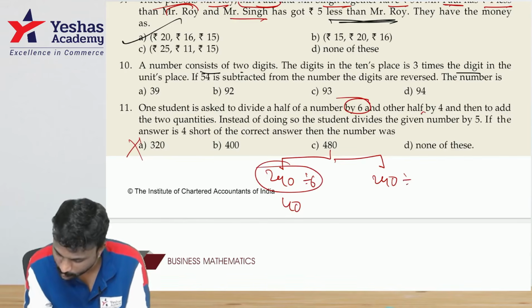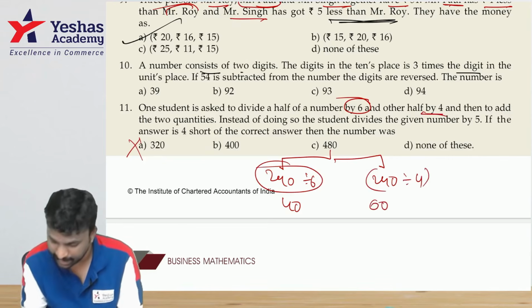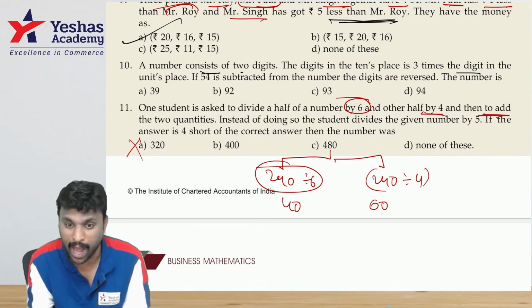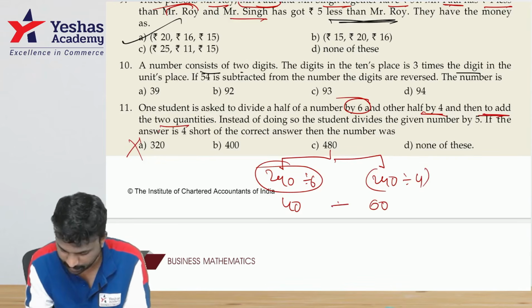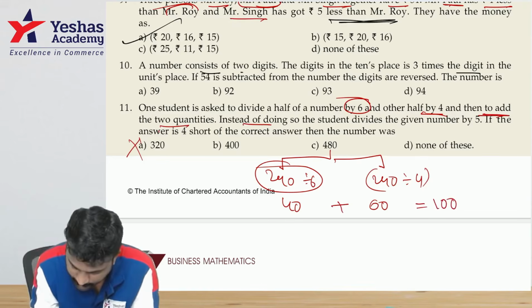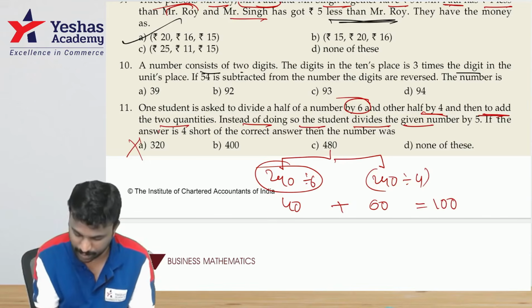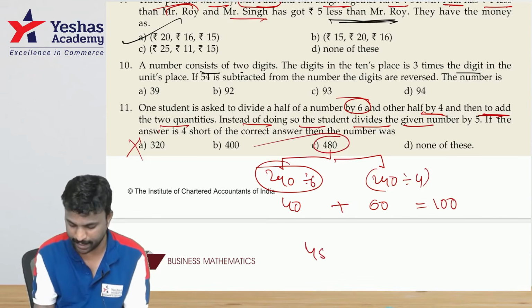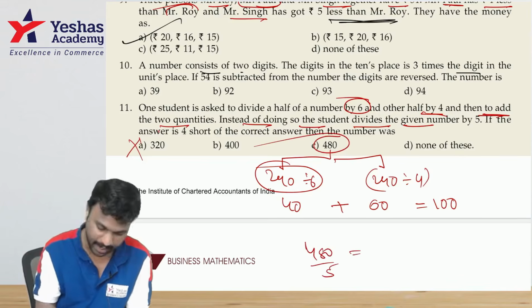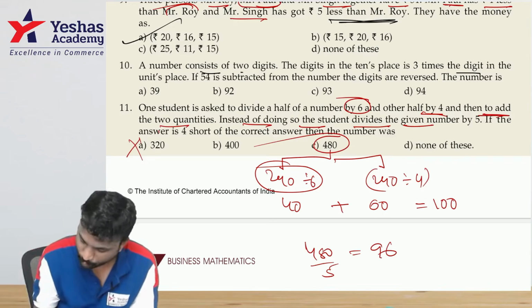The other half by how much? 4. Yes, 240 by 4 is 60. And then to add the two quantities, if I add these two quantities, I get what? 100. But instead of doing so, the student divides the given number by 5. What's the given number? 480. 480 divided by 5 gives you what? 96. Yes or no? Correct. 96. What have they said?